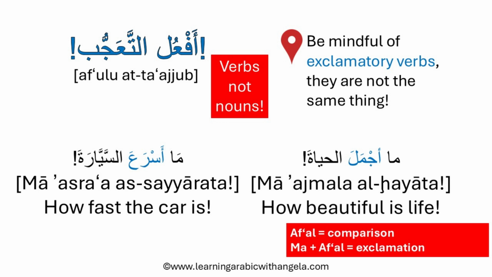So if I say سارة أجمل من أمينة, Sarah is more beautiful than Amina. Or سيارتي أسرع من سيارتك. So my car is faster than your car. But if I say ما أسرع سيارتي, how fast is my car? That's different. So same pattern, but the use changes. Over here, when we add ما, that becomes exclamation.